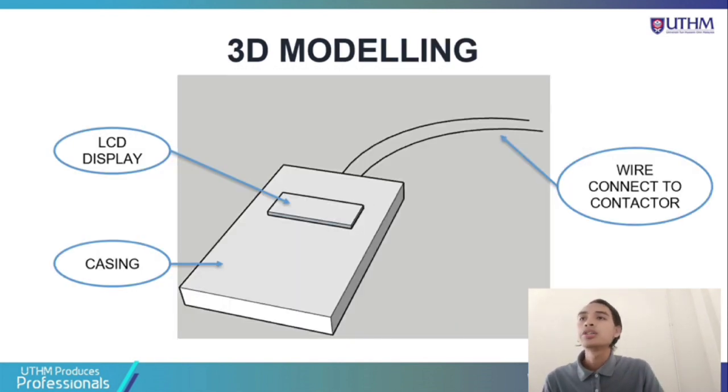So this is my 3D modeling prototype. The square one is my LCD, so we will read the LCD display. This one is my casing, and this wire is connected to the contactor. The relay, the power supply and the Arduino are all inside the casing. The current sensor will give feedback from the current entering the motor.